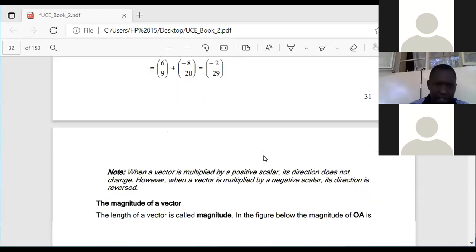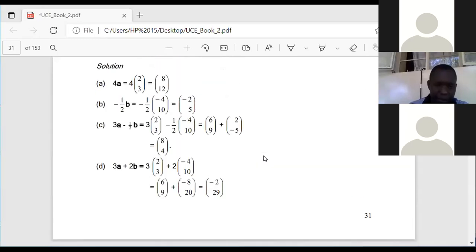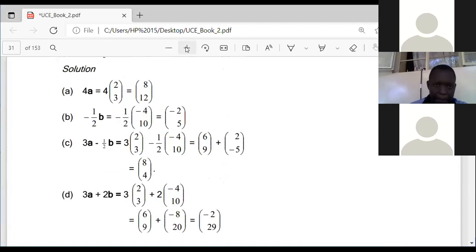Are you sure? Yes, we are very sure. The answer is 8, 4, correct? Okay. So let us see how you're supposed to do that. So that is part C there. Okay, this is part C that we are talking about.